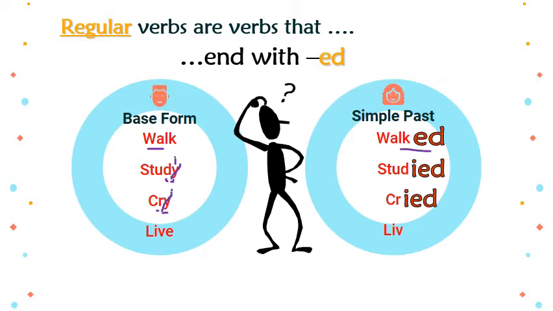When I have a verb that ends with e, I only add the letter d, so it becomes ed, as in live, lived.